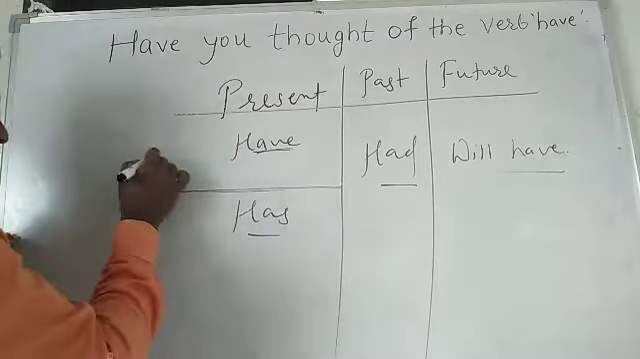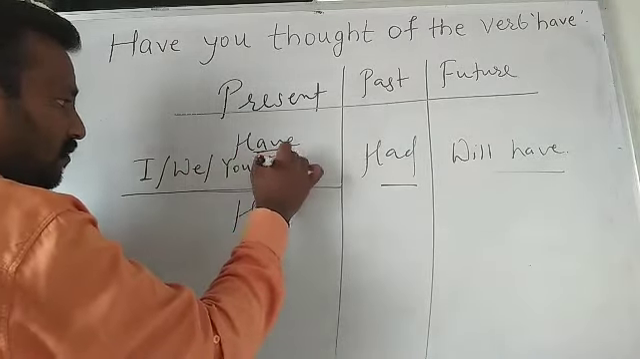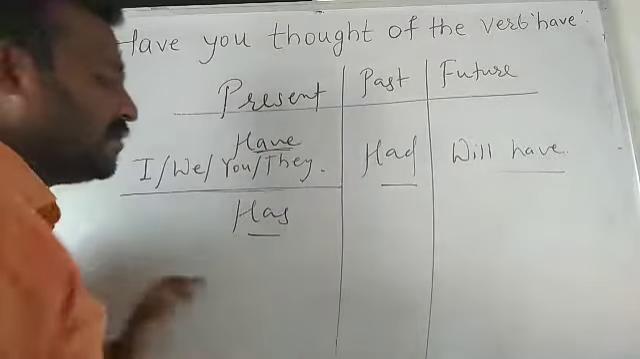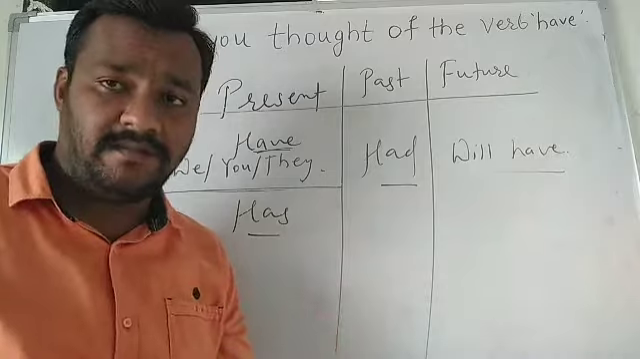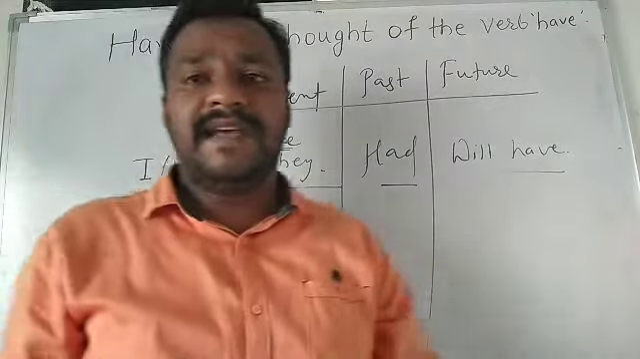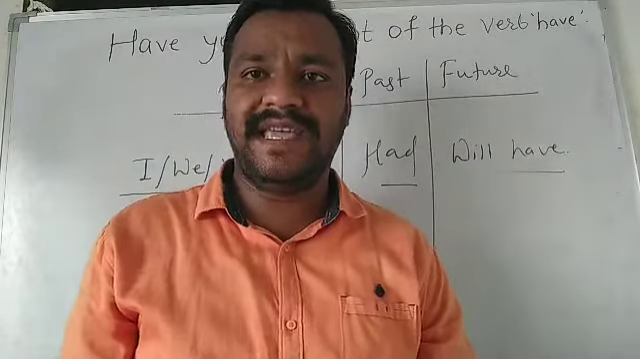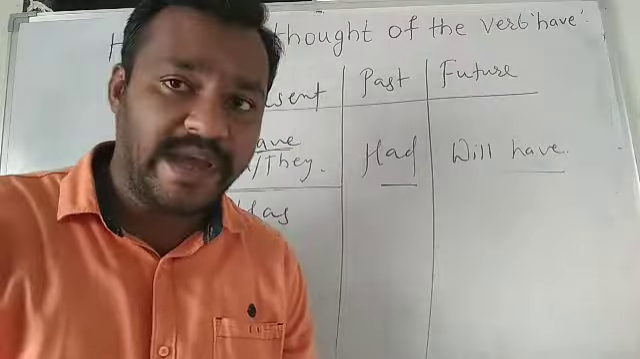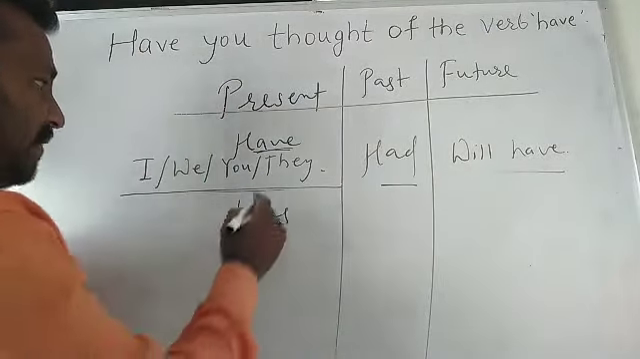Have is used with I, we, you, they, or else common noun plural, or else proper noun, like more than one proper noun. So that time we have to use have. As in example I have explained, I have, we have, they have, you have, isn't it? Such kind of sentences we can form.